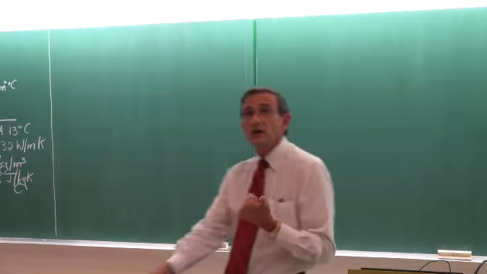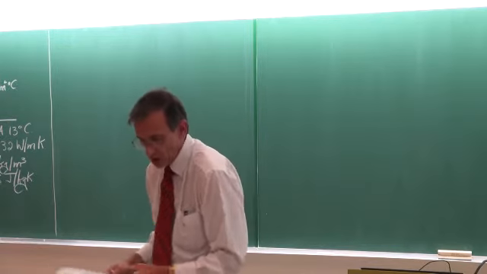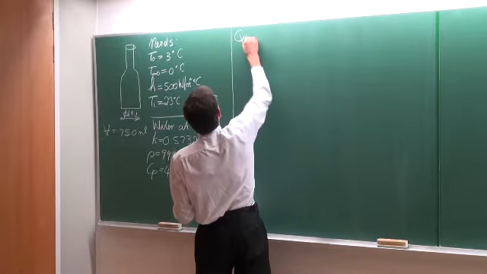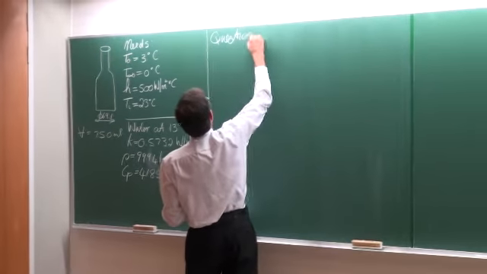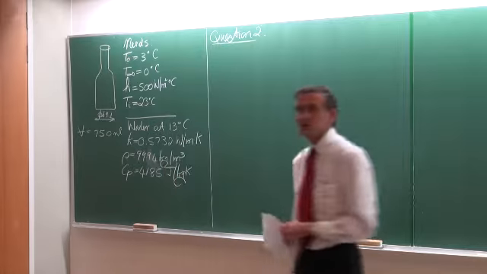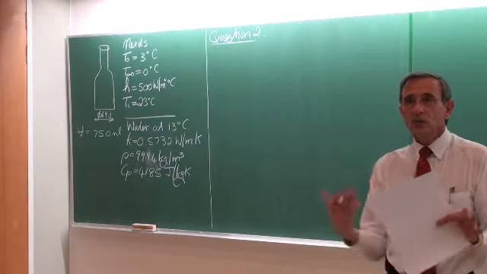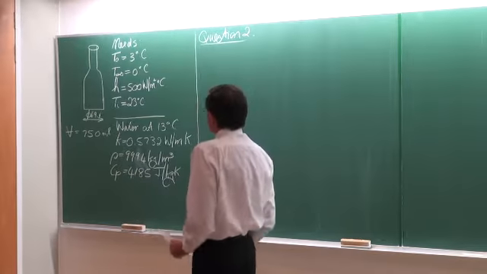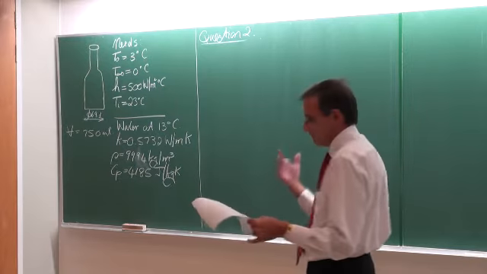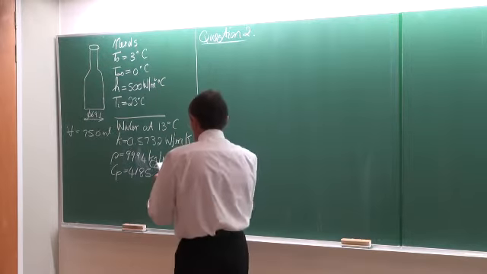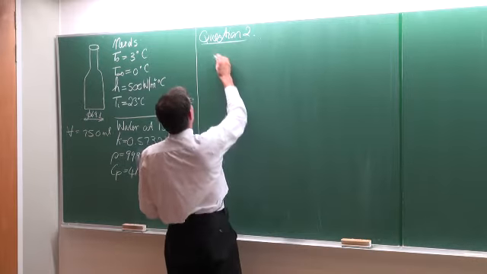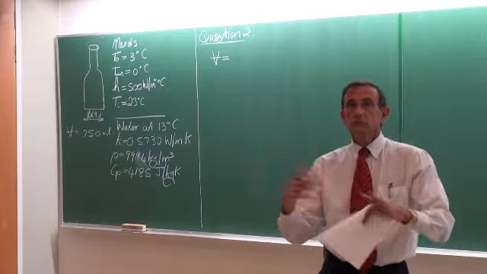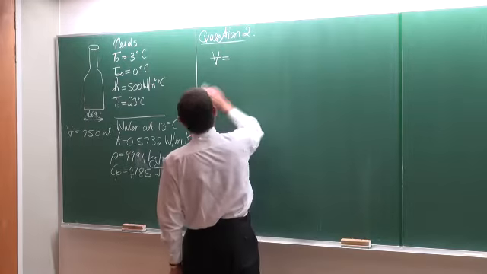Okay. So the first approach is to look at this problem and say that let's consider it in question 2 as a lumped system. With a lumped system approach, we need to get the characteristic length. And the characteristic length is determined by the volume. Let's first get the length of the bottle.